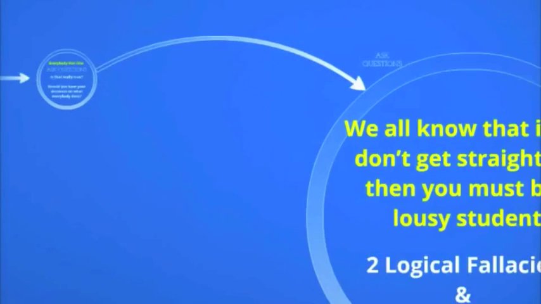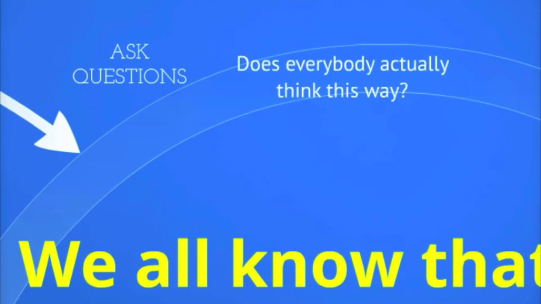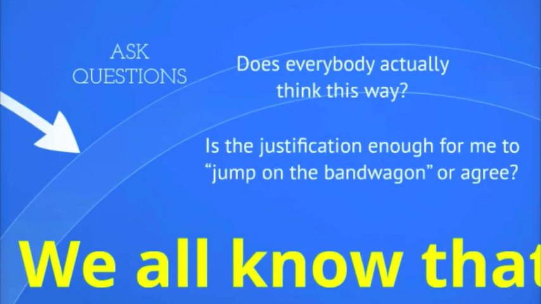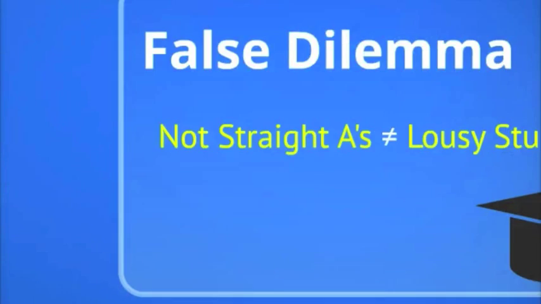How about another example? We all know that if you don't get straight A's, then you must be a lousy student. Here's a situation where we actually see two fallacies at work. Oftentimes logical fallacies can overlap. A good question to ask is, does everybody actually think this way? And secondly, even if a majority of people did, is that good enough justification for you to jump on the bandwagon or agree? In addition to bandwagon, we also see the false dilemma at work here.